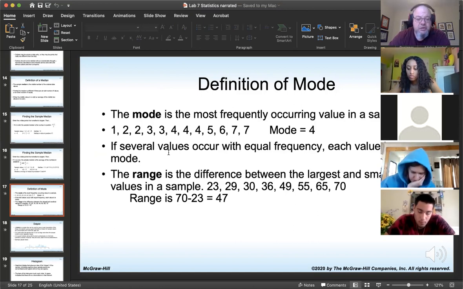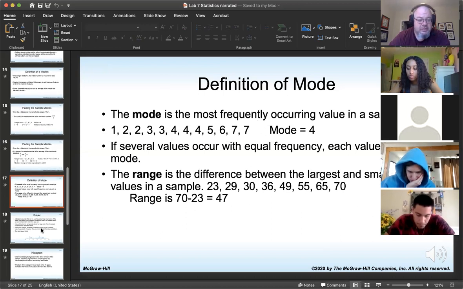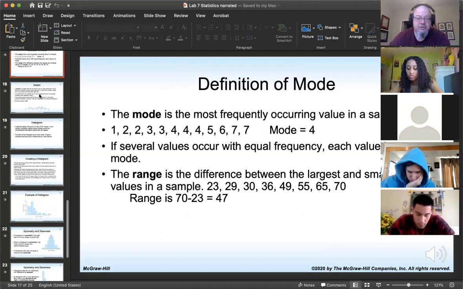And the range is just what it sounds like. It's the difference between the largest and the smallest value in that set. And again, the best thing to do when you see a bunch of numbers is to arrange them like you would be doing for the median. Just put them in from left to right and from smallest to largest, and that'll help, at least, in starting to analyze that data.